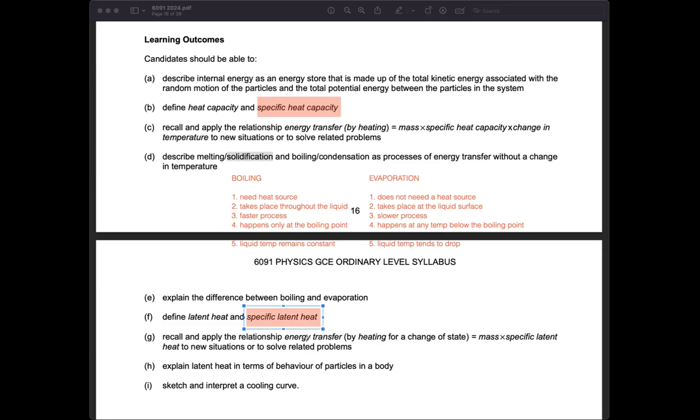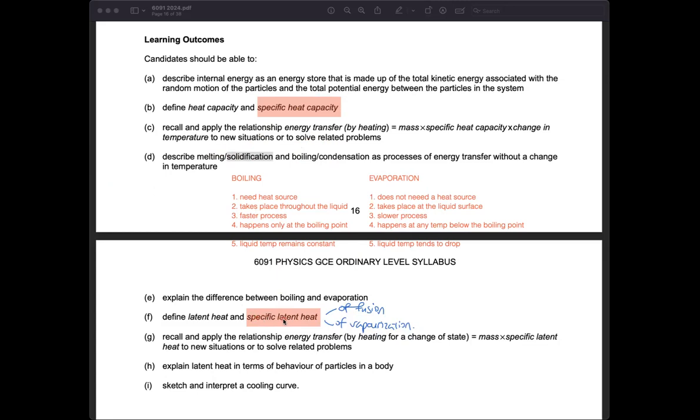There is a specific latent heat of, hold on. Okay, there's a specific latent heat of fusion. Okay, that is used when you are trying to melt or solidify. Okay, there's also a specific latent heat of vaporization. Okay, that is when you're trying to boil or condense. Okay, so specific latent heat of fusion is for melting and solidification. Specific latent heat of vaporization is for boiling and condensation.